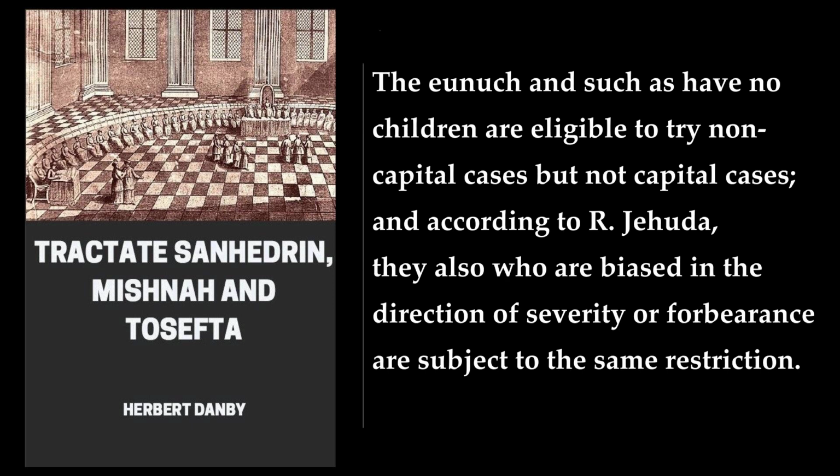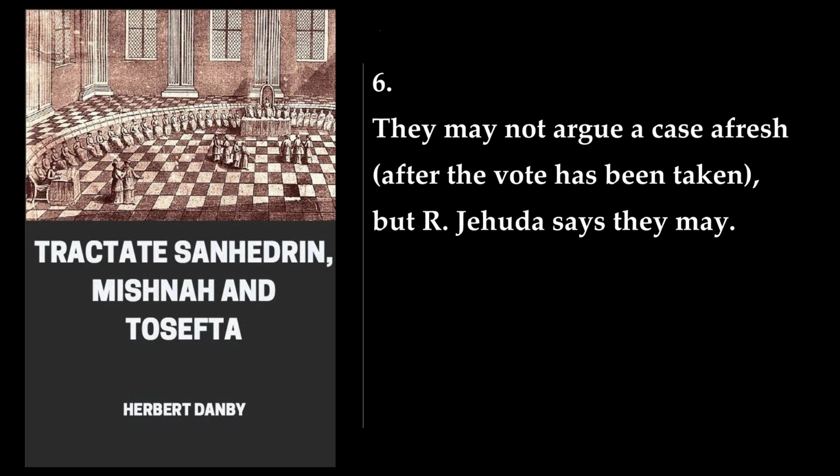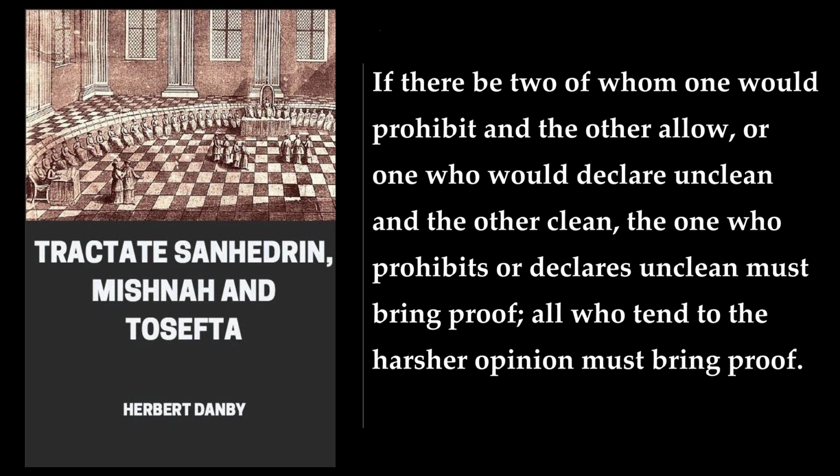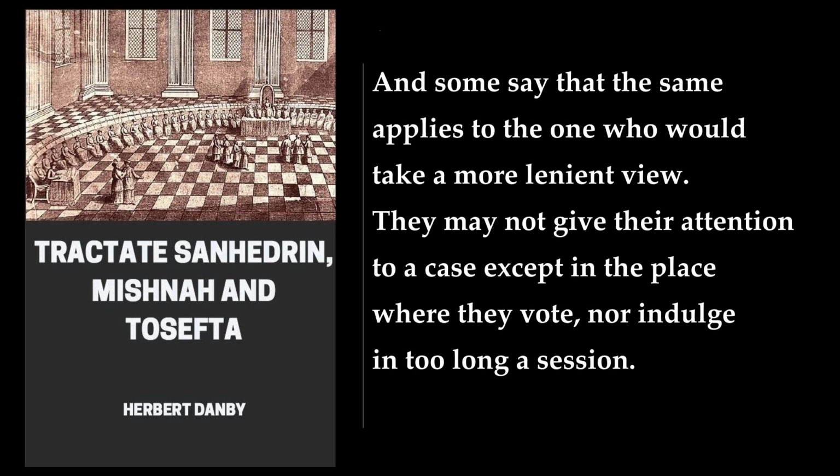5. The eunuch and such as have no children are eligible to try non-capital cases but not capital cases, and according to our Jehudah, they also who are biased in the direction of severity or forbearance are subject to the same restriction. 6. They may not argue a case afresh after the vote has been taken, but our Jehudah says they may. If there be two of whom one would prohibit and the other allow, or one who would declare unclean and the other clean, the one who prohibits or declares unclean must bring proof; all who tend to the harsher opinion must bring proof. And some say that the same applies to the one who would take a more lenient view.